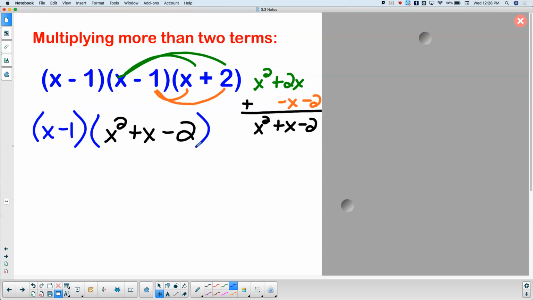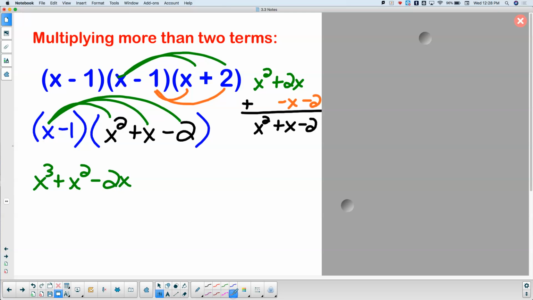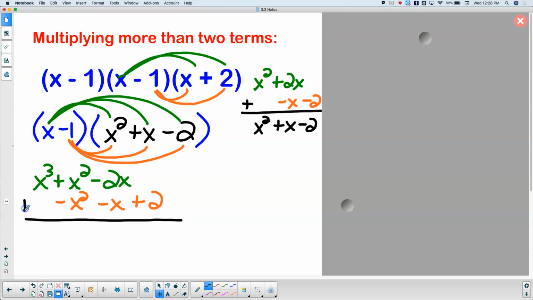And then I have to do that process all over again. X into there gets me x cubed plus x squared minus 2x. That into there gets me minus x squared minus x plus 2. Add them together, and I get x cubed. The x squareds cancel each other out. Minus 3x plus 2.